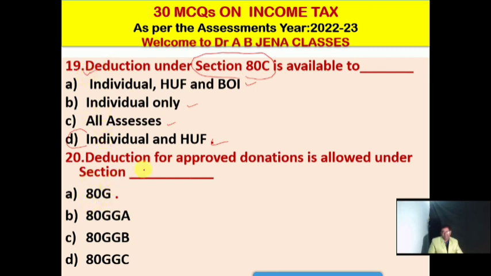Next MCQ, deduction for approved donation is allowed under which section? Option A 80G, option B 80GGA, option C 80GGB, option D 80GGC. So the right option is A, 80G. Deduction for approved donation is allowed under section 80G of the Income Tax Act 1961. Dear friends, you have to remember it. Frequently you may get this question.